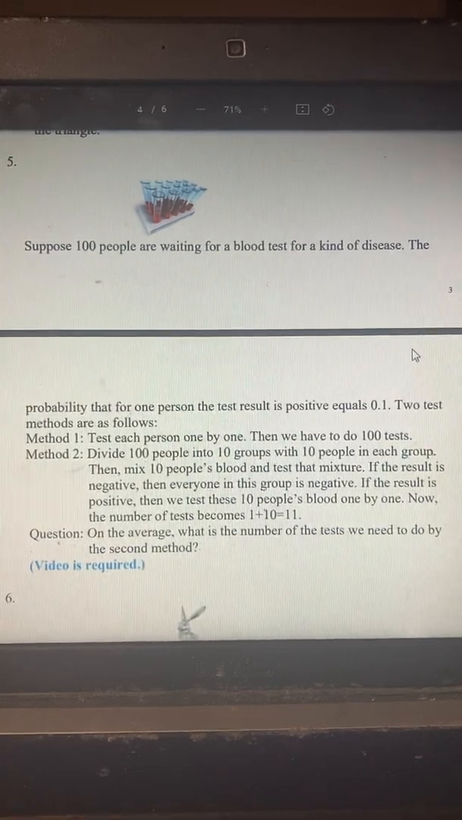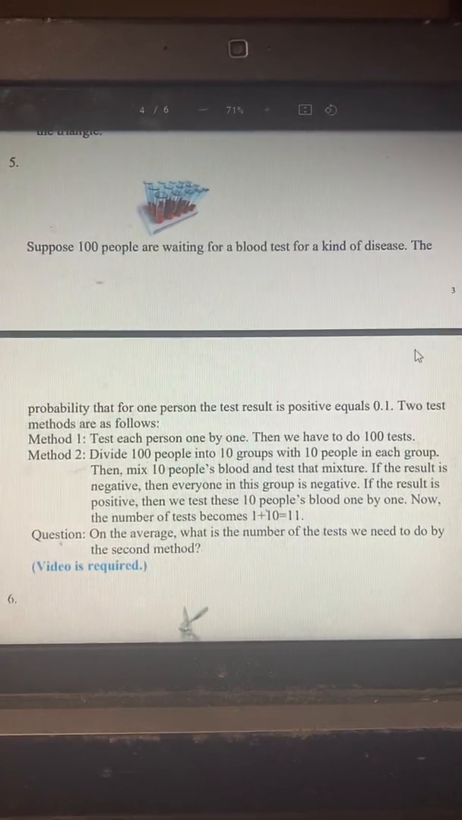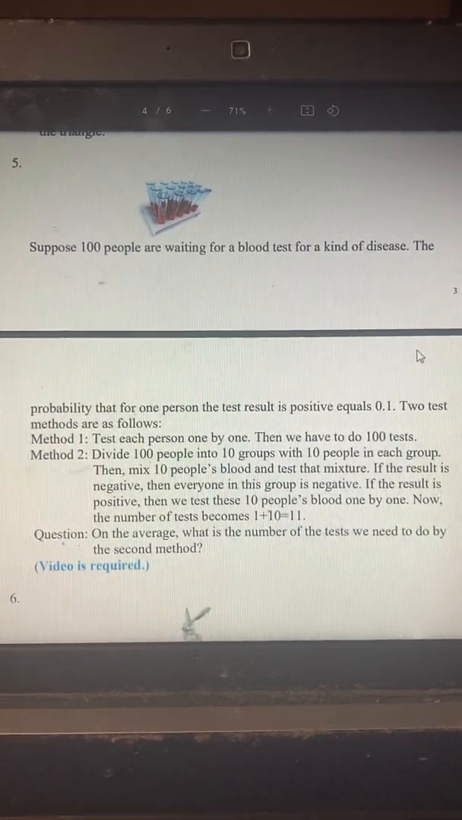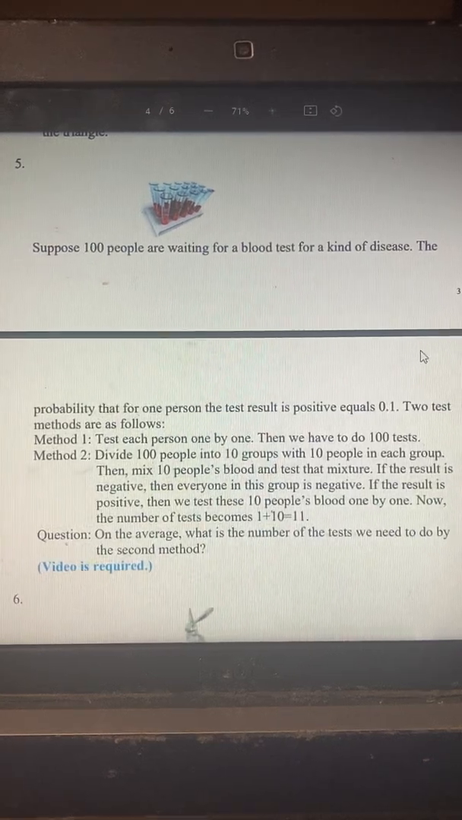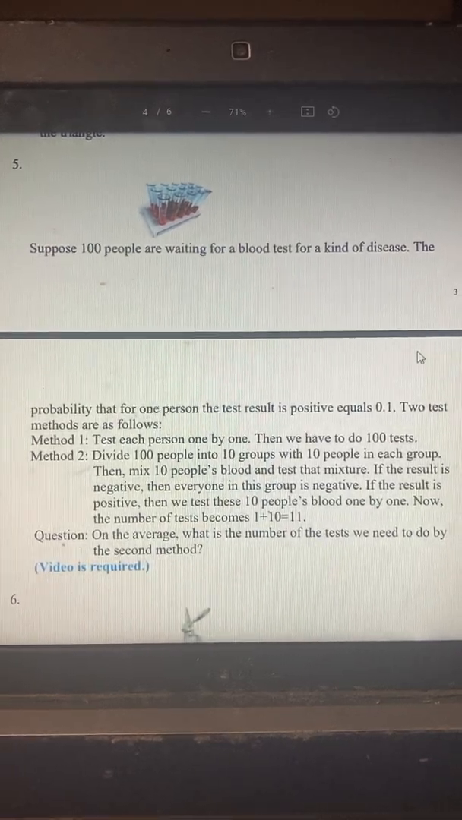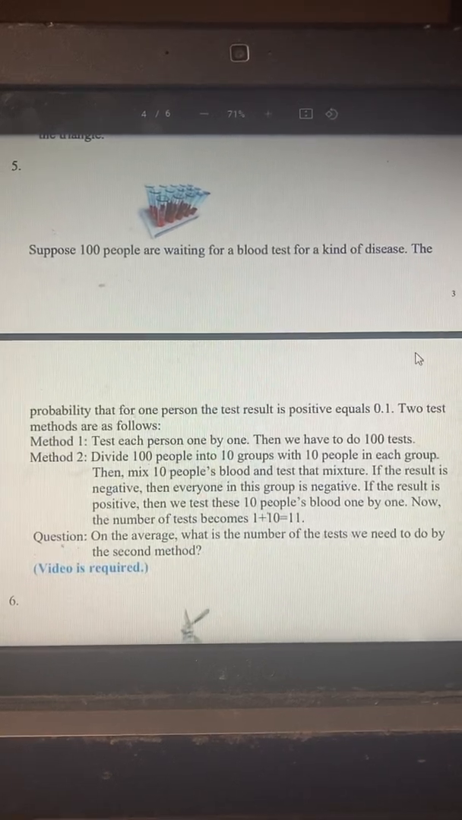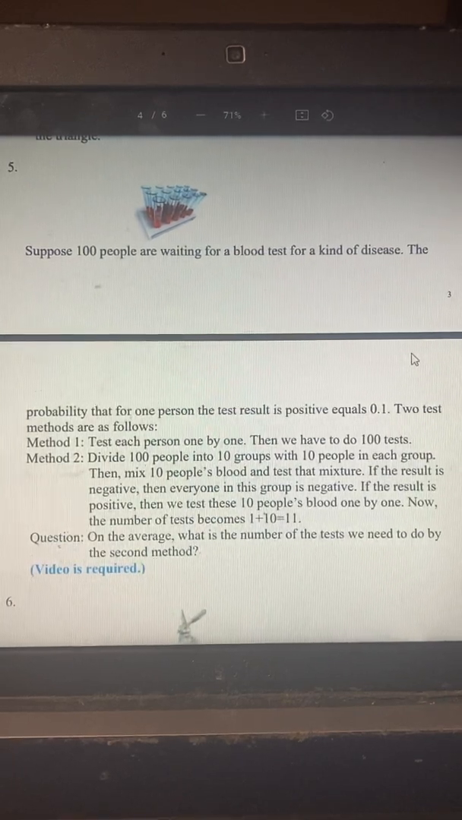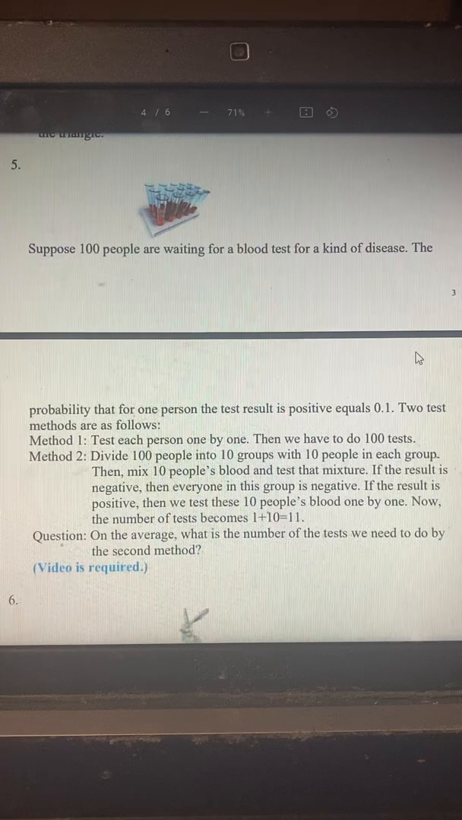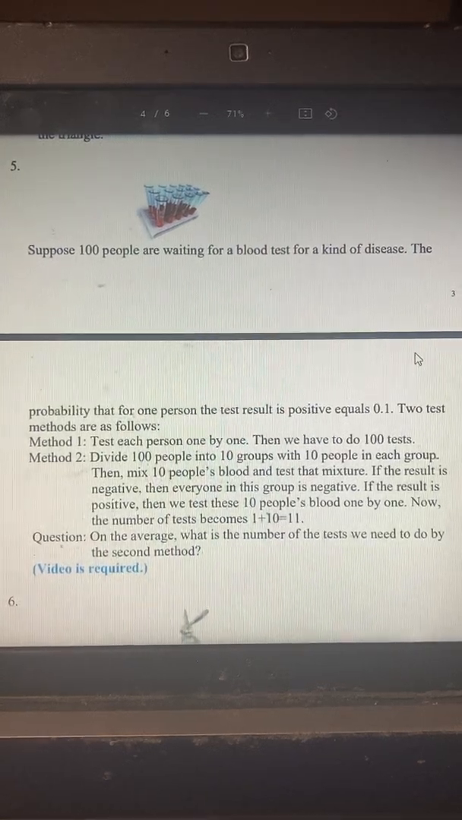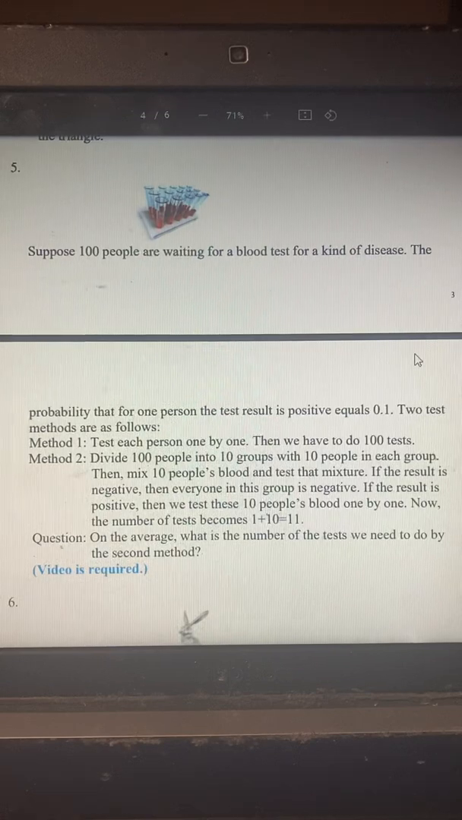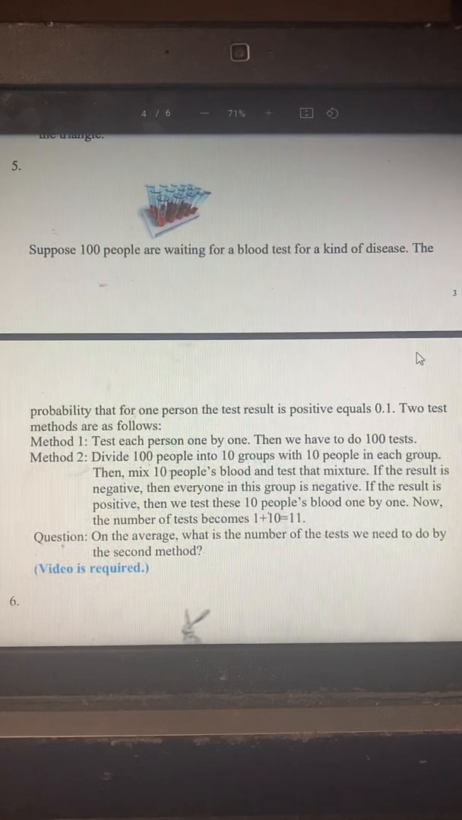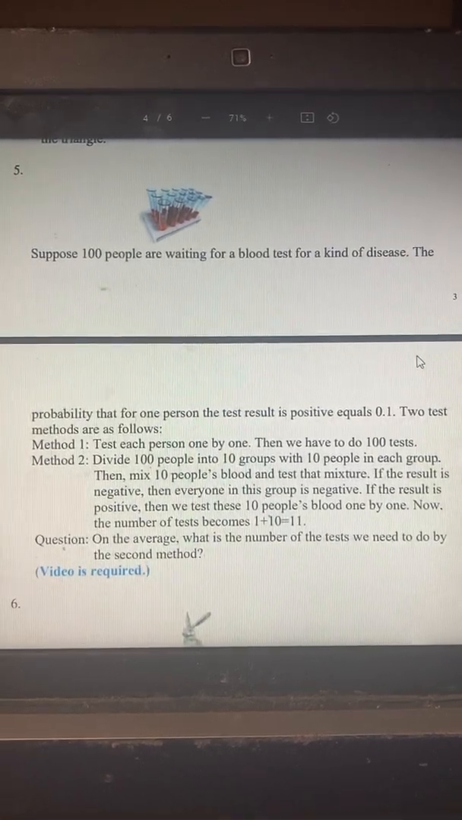Method 1 is that each person, one after the other, is tested, so there are about 100 tests. In the second method, the 100 people are divided into 10 groups, each consisting of 10 people, and these 10 people's blood is mixed and the mixture is tested. If the mixture tests negative, then everybody in the group is negative. If the mixture tests positive, then the people in the group have to be tested one by one. That basically turns out to be 11 tests in the worst case.